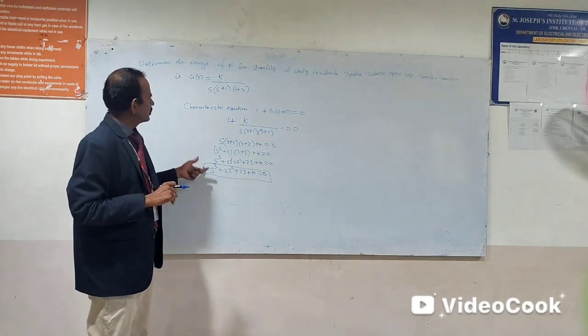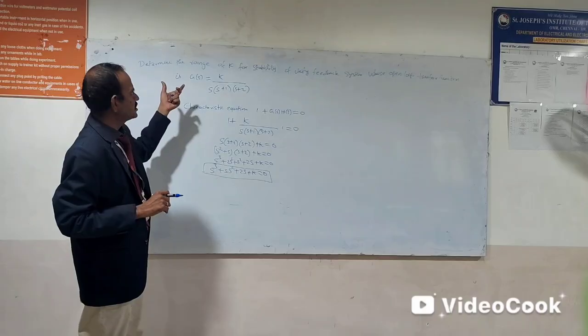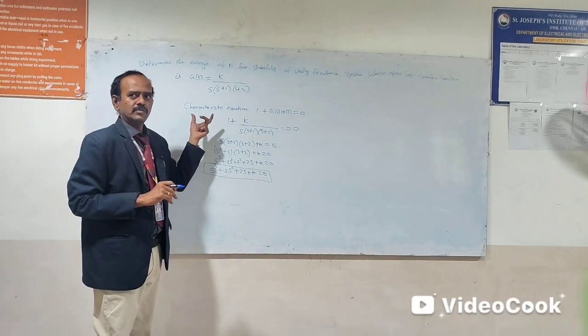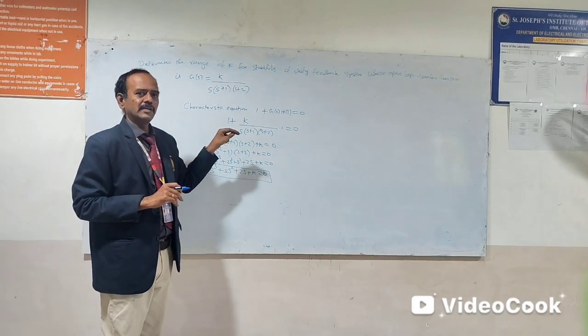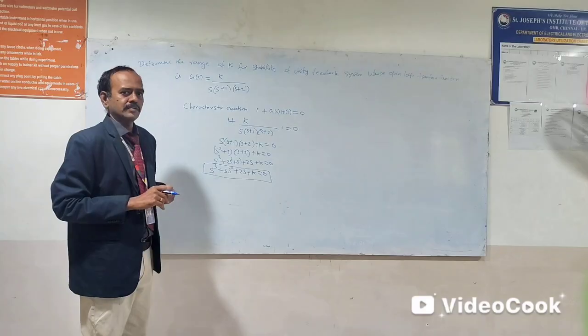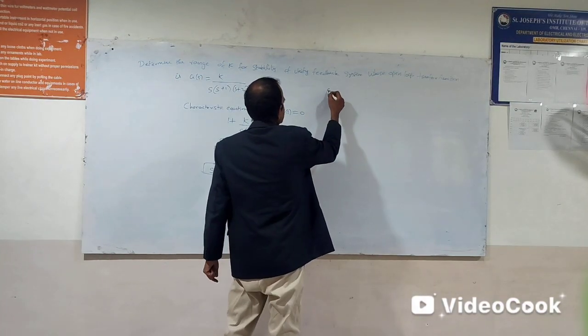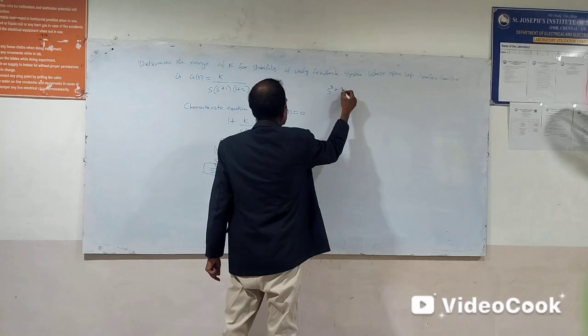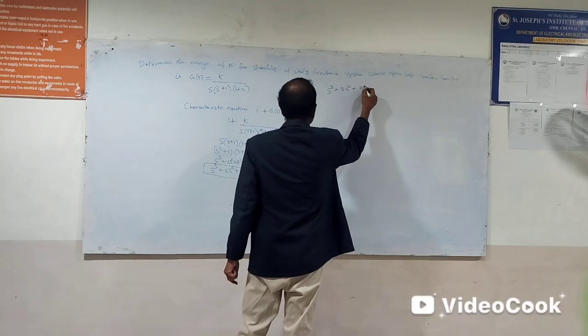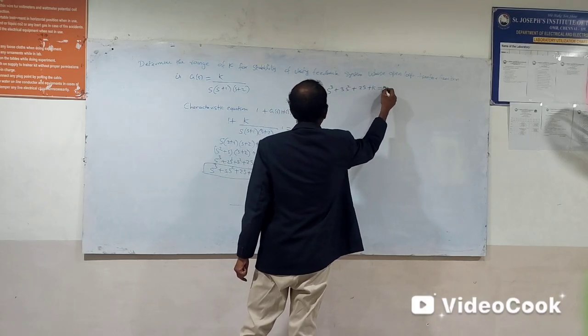Okay, so what is the question? They asked to find the range of k for stability. So the system is stable, then what is the range of k they are asking? The equation is s cube plus 3s square plus 2s plus k equal to 0.